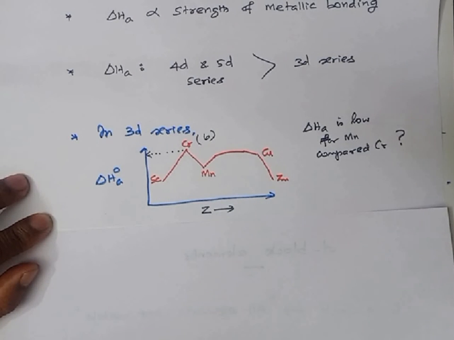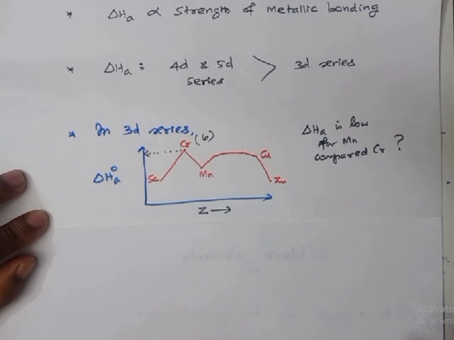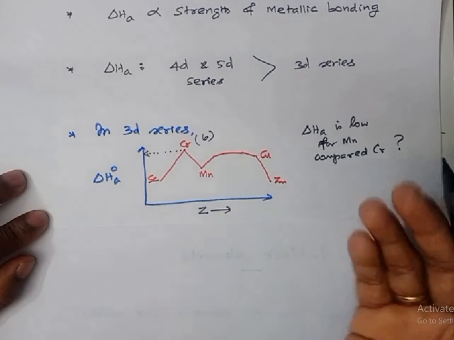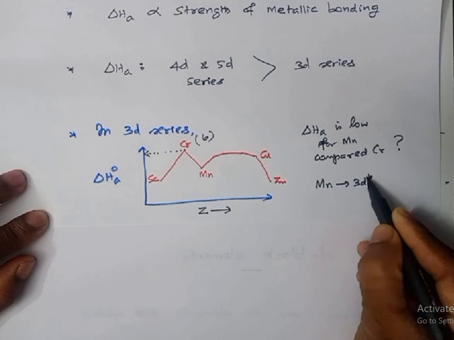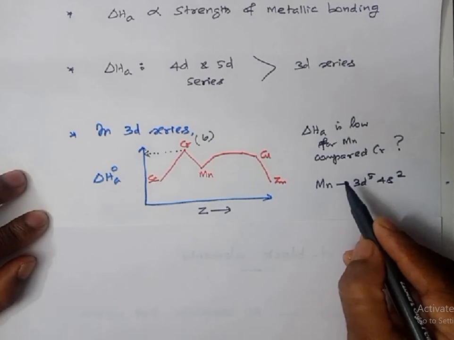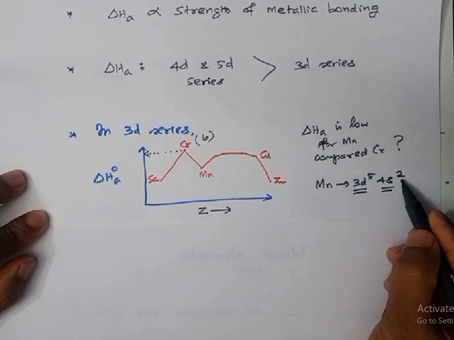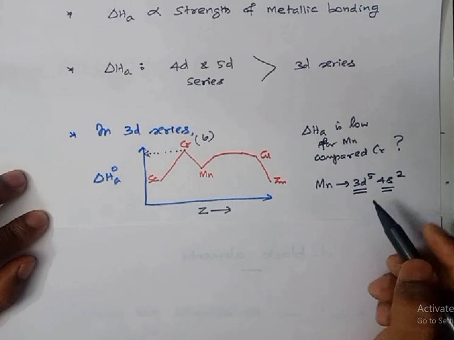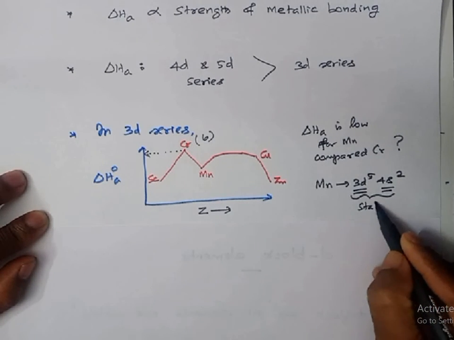Enthalpy of atomization is low for manganese compared to chromium. What is the reason? The reason is typical metallic bonding, or you can say it the other way: the electronic configuration of manganese is 3d5 4s2. Students, observe carefully. 3d5 means half filled, highly stable. 4s2 means fully filled, that is also stable. So the manganese atom has a stable configuration.